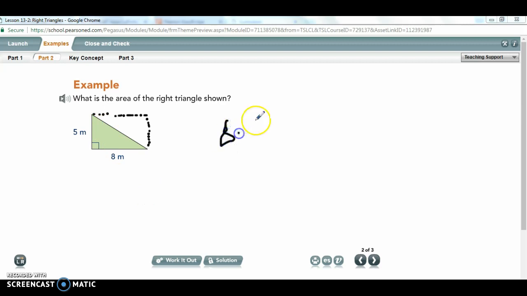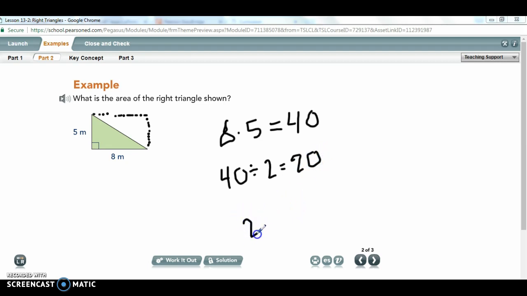So my base times height equals 40 because 8 times 5 equals 40. And since a right triangle is half of a rectangle, all I have to do is divide my 40 by 2 to get my final answer. And 40 divided by 2 equals 20. So the area of this right triangle is 20 meters squared. Remember, it's very important to make sure that you have your units in squared when you're finding area.